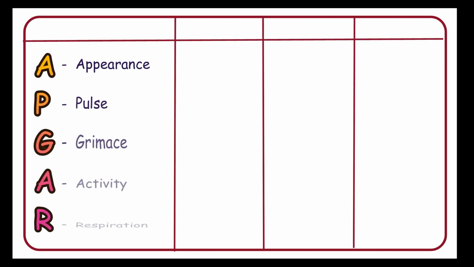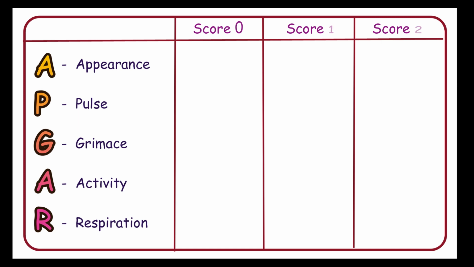From the previous video, we know what Apgar stands for. It stands for appearance, pulse, grimace, activity and respiration respectively. Each category is given a score on a scale of 0 to 2. Let's start with appearance or color of the baby.